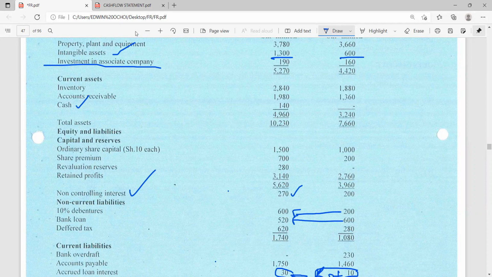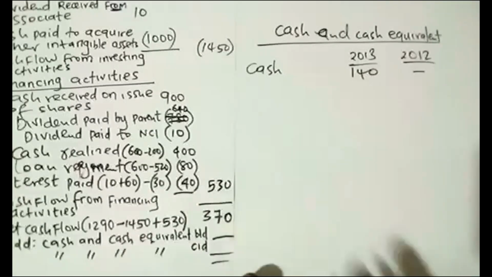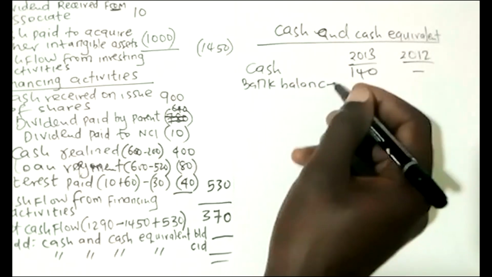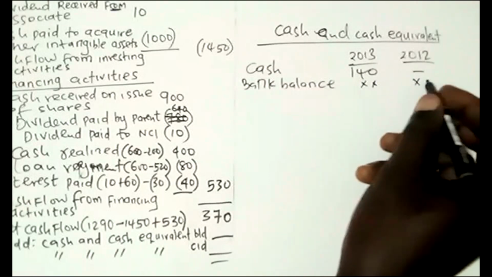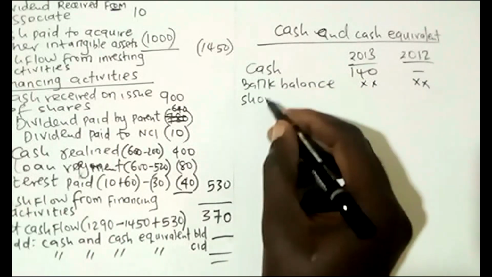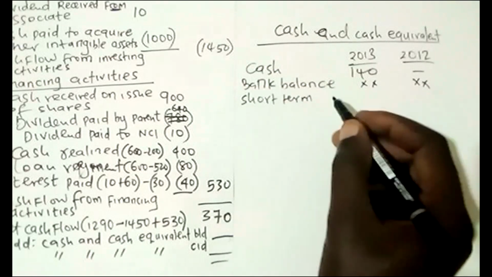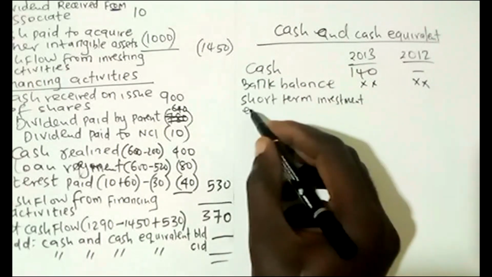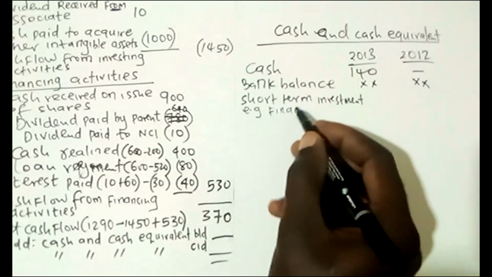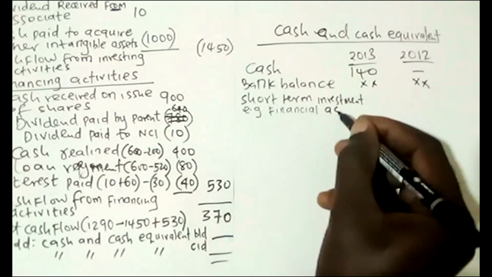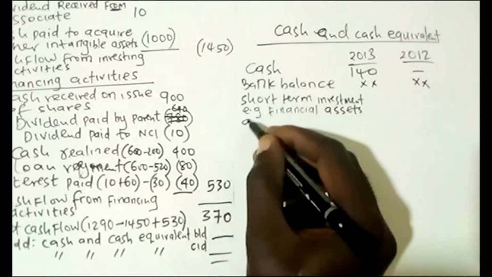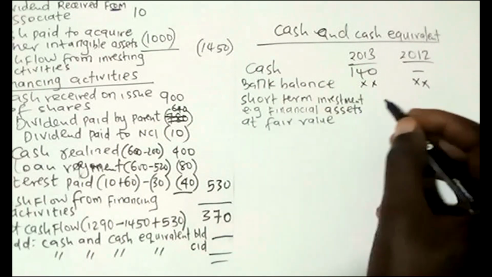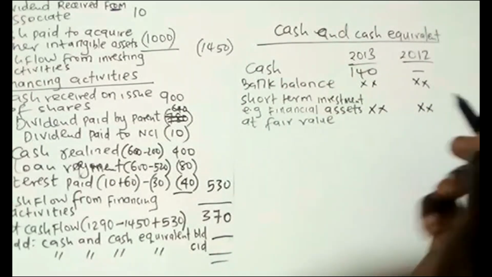If there was a bank balance, you add. That is another cash and cash equivalent item. If there was a short-term investment, e.g. financial assets at fair value, you add that one.